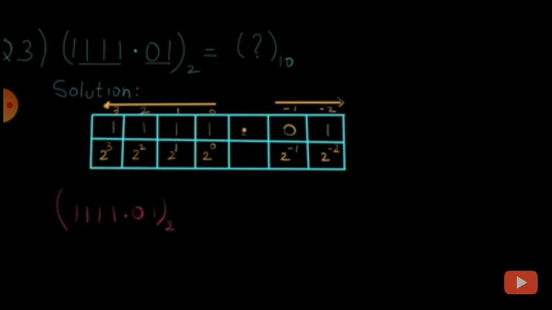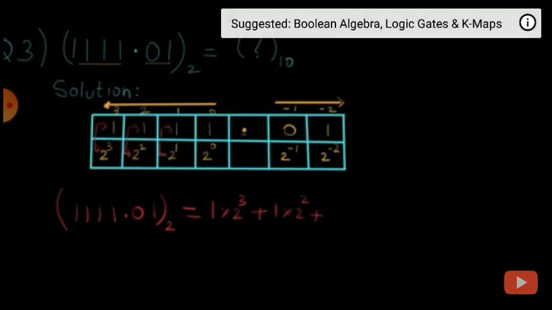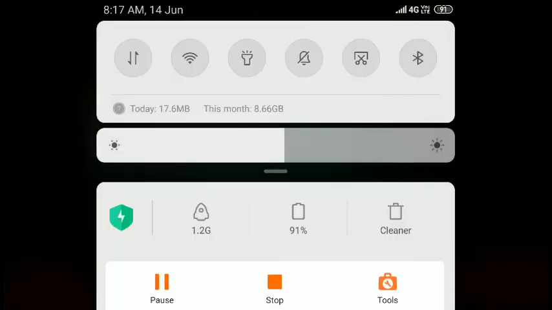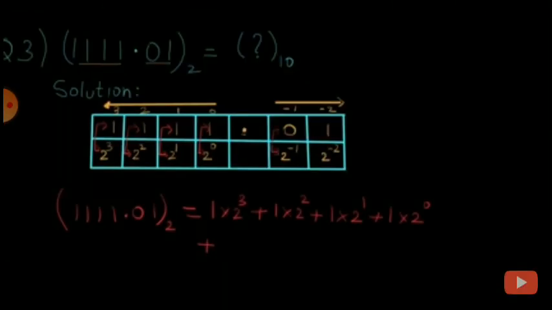Now calculating the entire value of 1111.01 binary will be multiplication of these two, that is 1 into 2 raised to 3, plus multiplication of these two, 1 into 2 raised to 2, plus multiplication of these two, 1 into 2 raised to 1, plus 1 into 2 raised to 0, and for the fractional part, multiplication of these two values, 0 into 2 raised to -1 plus these two values, 1 into 2 raised to -2.